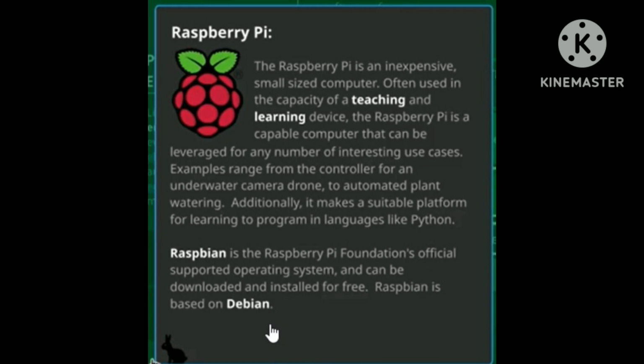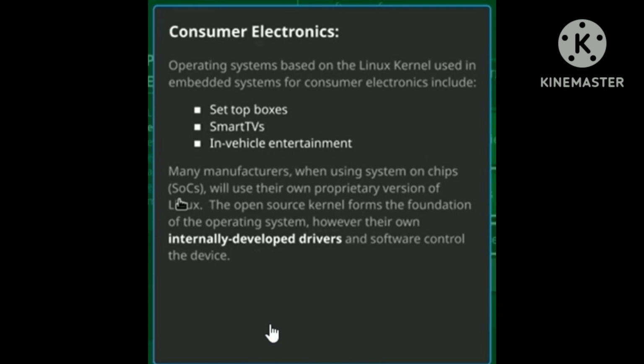I've used one in the past to set up a remote weather station. It's really cool. Raspbian is the Raspberry Pi Foundation's officially supported operating system, and it can be downloaded and installed for free. So Raspbian is a distribution. Raspbian is based on Debian. I've provided a couple of additional examples such as consumer electronics. This is things like set-top boxes, smart TVs, in-vehicle entertainment systems, things like that.